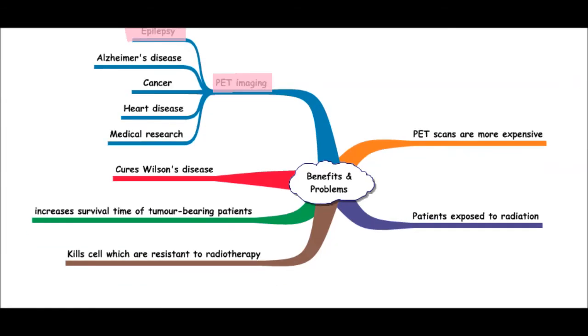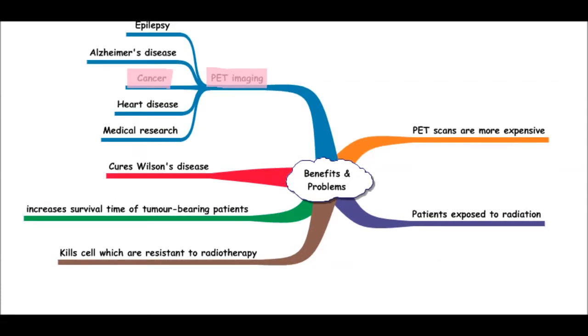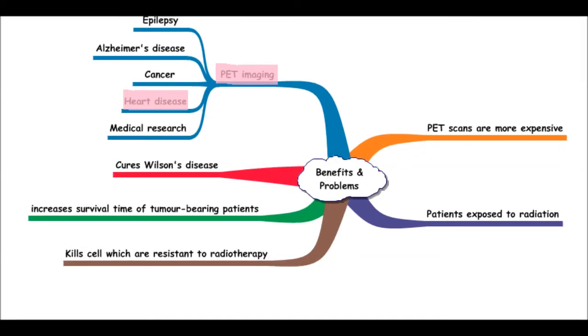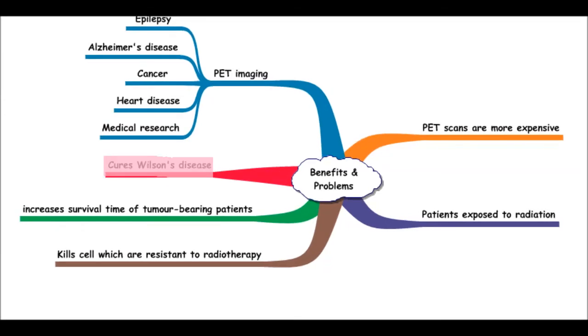These include epilepsy, used to reveal part of the brain being affected; Alzheimer's disease, used to show the uptake of sugar in the brain; cancer, to reveal the stage of the cancer and whether it has spread; heart disease, to detect which parts of the heart have been damaged or scarred; and medical research to gain vital data of brain functions. It cures Wilson's disease, which prevents the body from getting rid of the extra copper, which is poisonous.